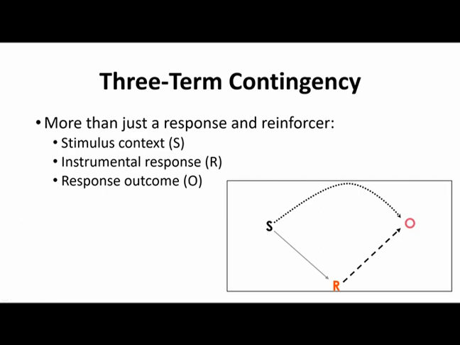So you're really going to want to familiarize yourself with this three-term contingency, with this diagram, and with these three variables, where we have the stimulus, context, or the environment in which the behavior is going to occur, our instrumental response, or the behavior, and the response outcome that occurs as a result of the behavior.